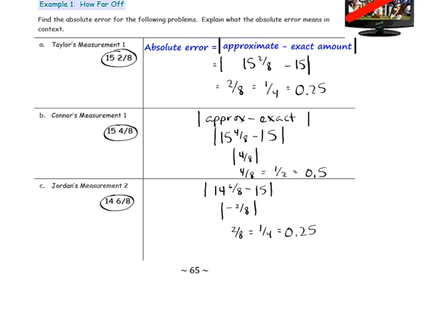What this means is Jordan's measurement was underestimated by a 1/4 inch. And Connor's measurement was overestimated by a 1/2 inch, and Taylor's measurement was overestimated by a 1/4 inch. So we're not really concerned whether it was overestimated or underestimated, just how far off was it.